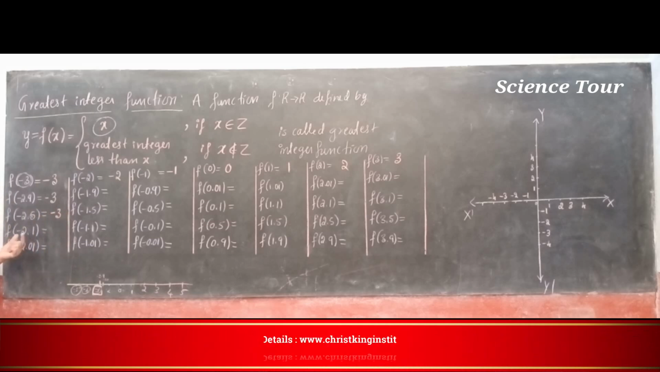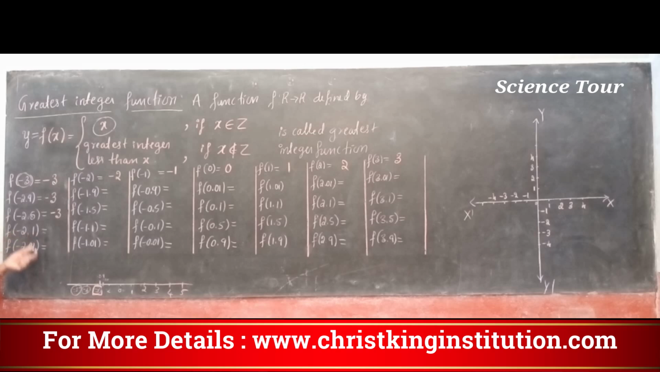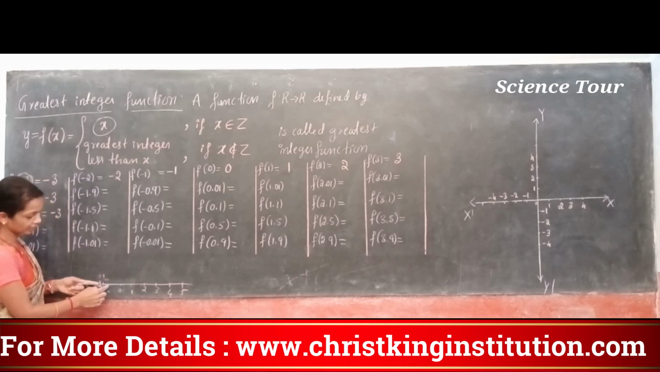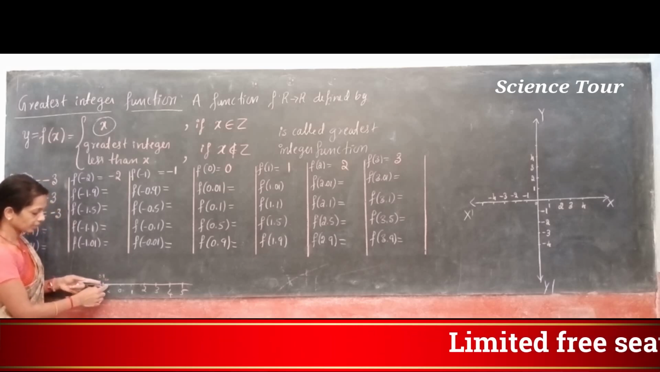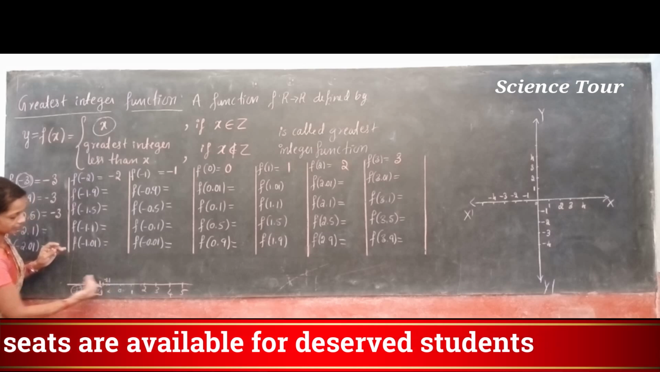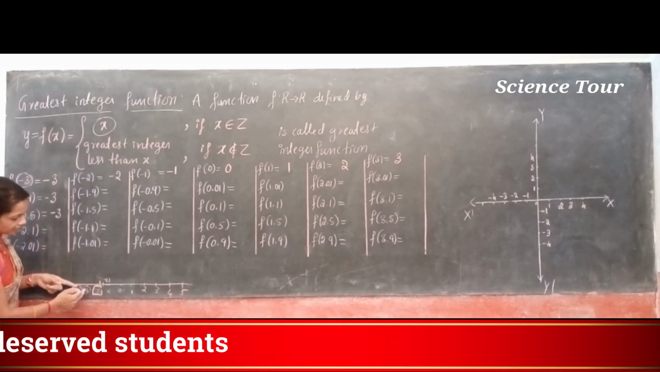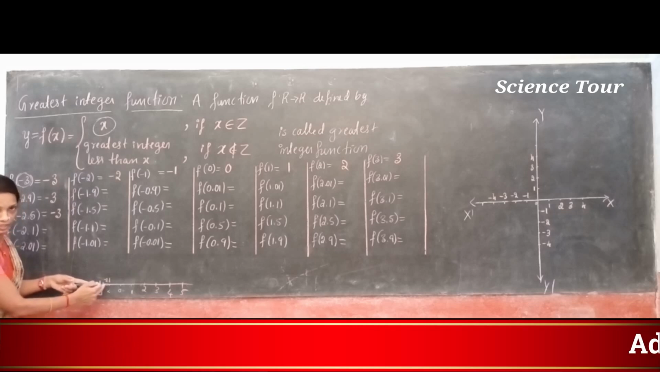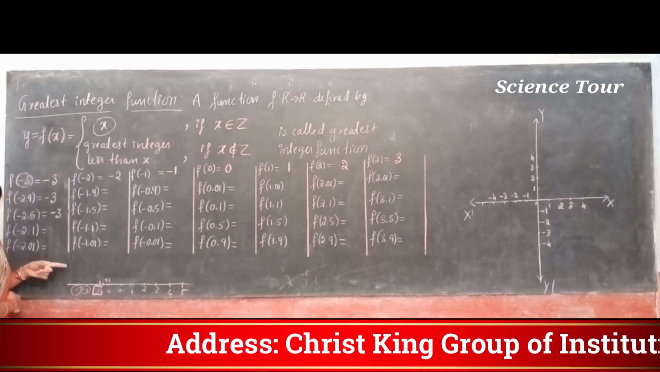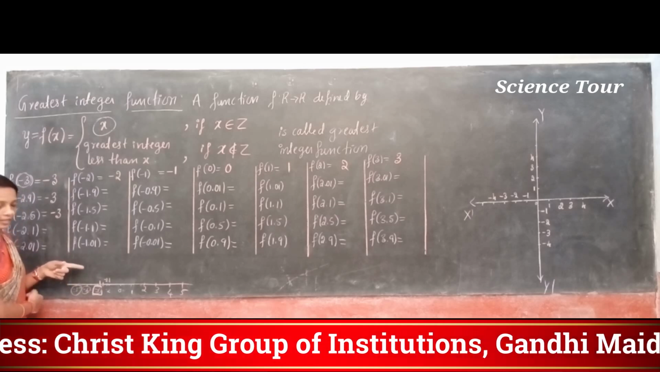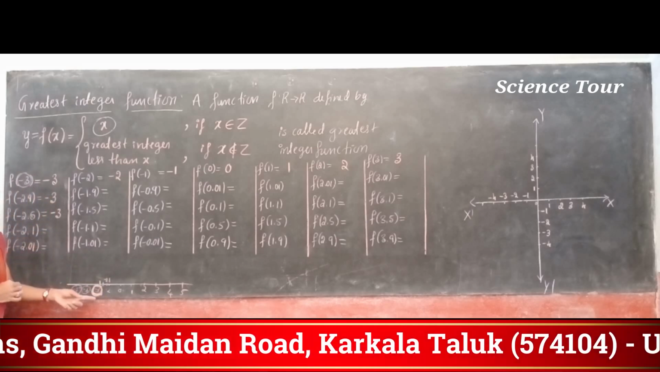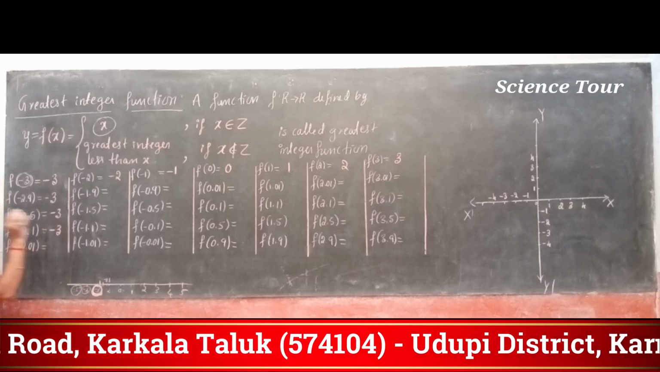And f of minus 2.1. What is the answer for that? Where is minus 2.1? Somewhere here in between minus 3 and minus 2 you have minus 2.1. And less than that which integers are there? Minus 3, minus 4, minus 5, minus 6, minus 7, etc. You have to consider integers which are less than this. Many integers you have less than that, but in that you have to consider the greatest one. What is the greatest one among those integers? That is minus 3. So here also the answer is minus 3.